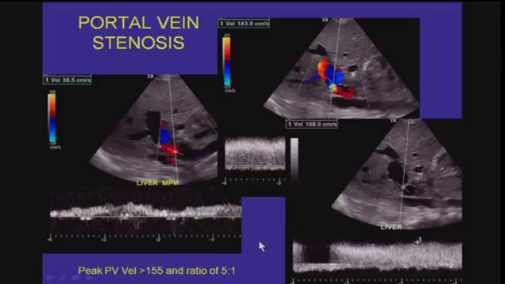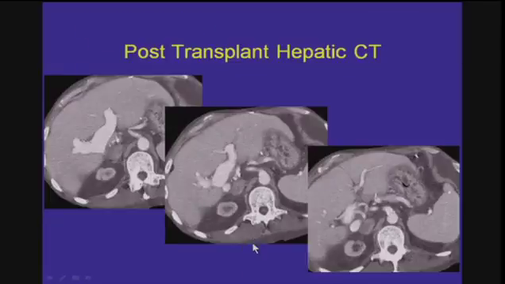In this case, however, there is a portal vein stenosis, and you can see that velocity is 168 here, and the ratio is 5-to-1. So this patient, if they're symptomatic, you would go on and treat. And you can see here on the CT, there's very, very tight stenosis. You can see there's this waist here between the donor and recipient portal vein.